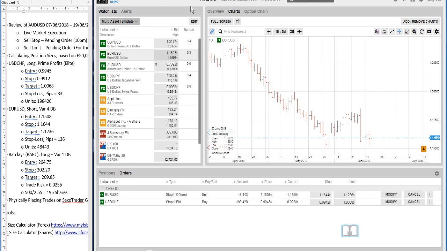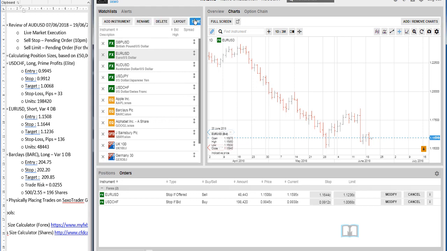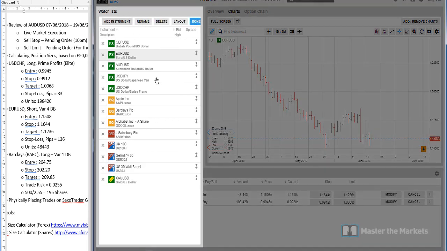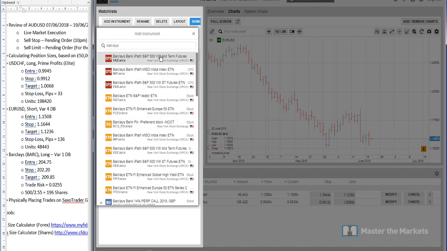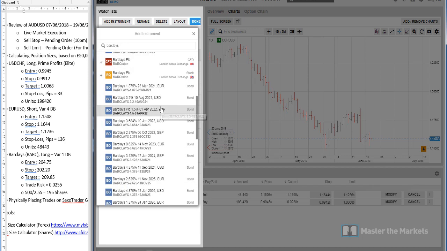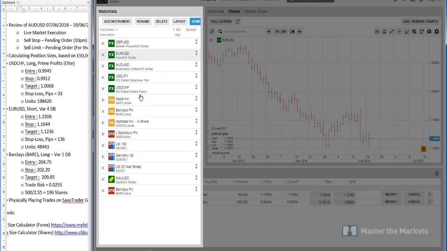Well, very simple. The SaxoTrader platform is excellent in that it gives us 30,000 different markets to trade. So if I click onto edit and I add the instrument once again, in this case Barclays, and there is the Barclays CFD. We're looking for the UK version, so scroll down just a little bit, there it is, and I'm going to click onto that. There you can see it's added it to my watch list.